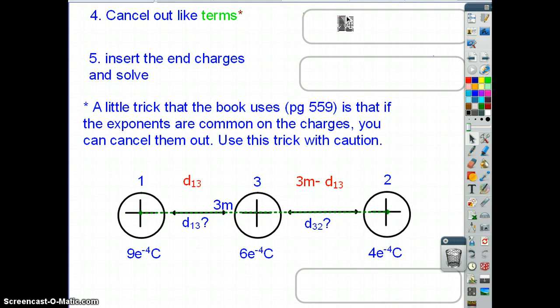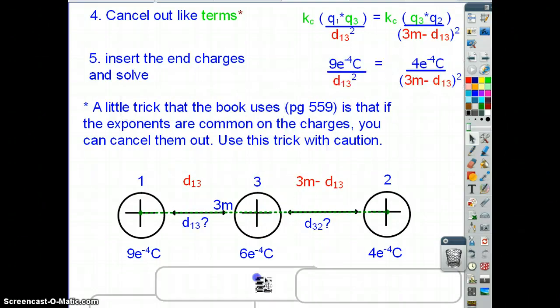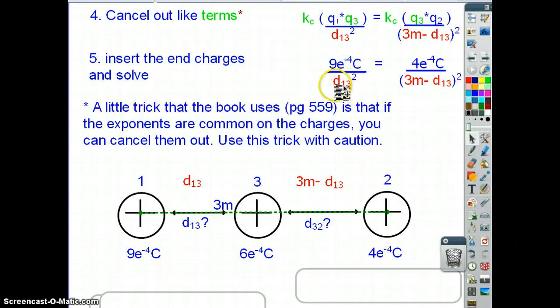Now what we need to do is cancel out some like terms. Let's make our math easier by getting rid of things we don't like. So if I pull that out, check it out. Coulomb's constant is the same on both sides, so we can get rid of that. Charge 3 is the same on both sides. So what we'll learn doing these problems is that the middle charge, the size of it just doesn't matter, and that makes our math so much easier, because then that leaves us to insert the charges and solve. That leaves us with 9 times 10 to the negative 4th over d squared equals 4 times 10 to the negative 4th over (3 minus d) squared.